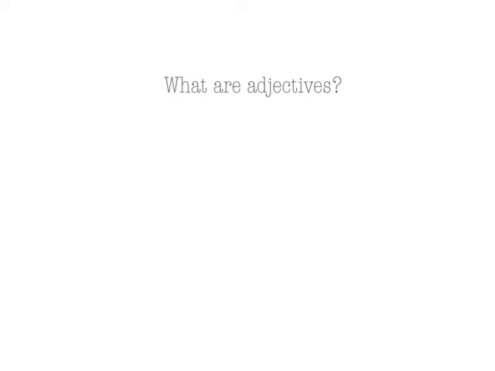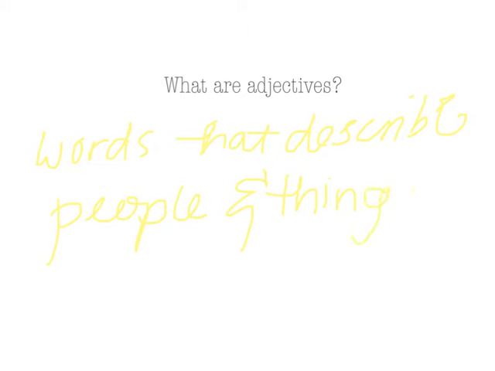So, adjectives are words that describe people and things. So if I want to say you are important, important is an adjective. Or if I want to say the dog is blue, blue would be the adjective.